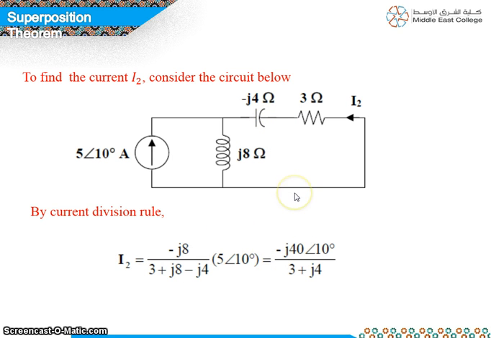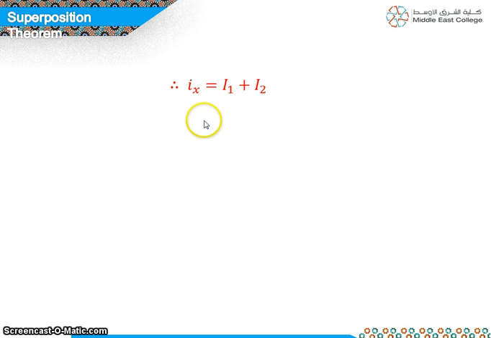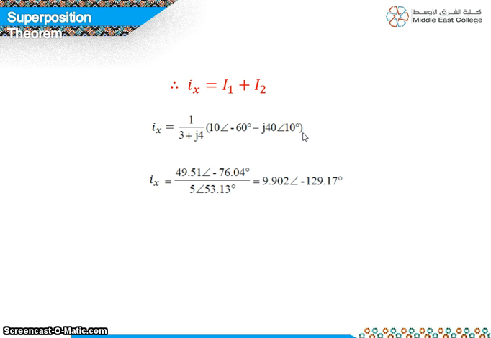So we found I1 by keeping the voltage source active. We got I2 by keeping the current source active. So what is the current Ix? The current Ix will be equal to I1 plus I2. Take your calculator, do the calculation, and we'll get the answer as 9.902 angle minus 129.71 degrees. Hope you understood how to solve the problem by superposition theorem.